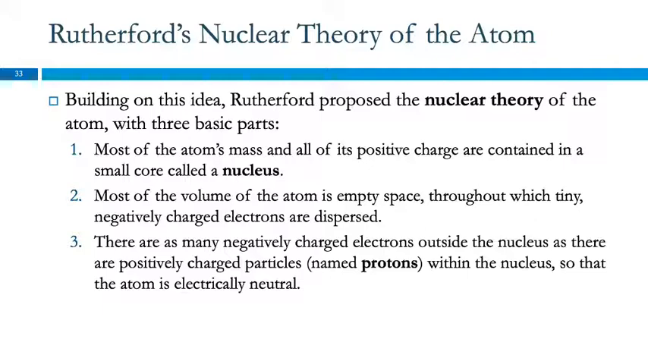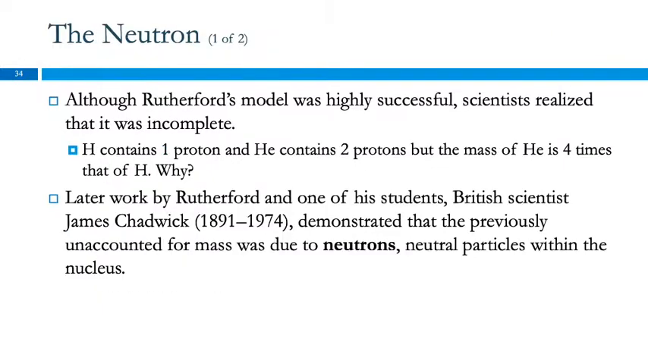There are as many negatively charged electrons outside the nucleus as there are positively charged particles inside the nucleus. So we have equal numbers of positive and negative particles, which explains why atoms are neutral. They don't have a charge. The positively charged particles are called protons. So this model was very successful, but there was a little problem with it.